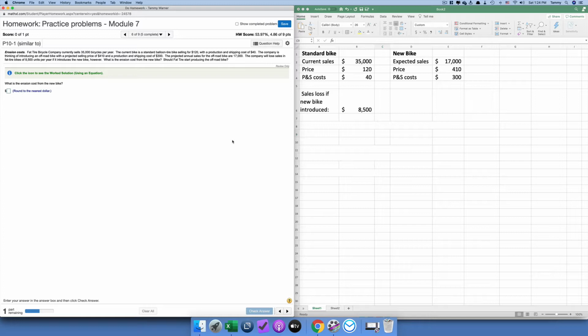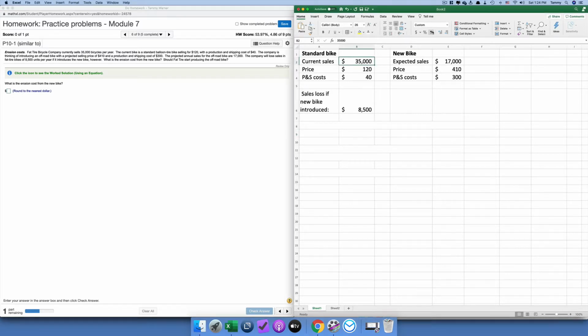So if we're looking at this simple little example of a bike manufacturer who currently is selling 35,000 units of this standard bike for $120, and their variable costs. By the way, this is very similar to some of the stuff that we do in managerial accounting, right? We look at basically the contribution. So they're selling 35,000 bikes at $120. Their variable costs are $40, right?